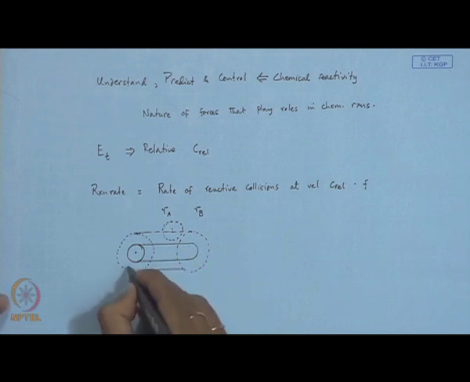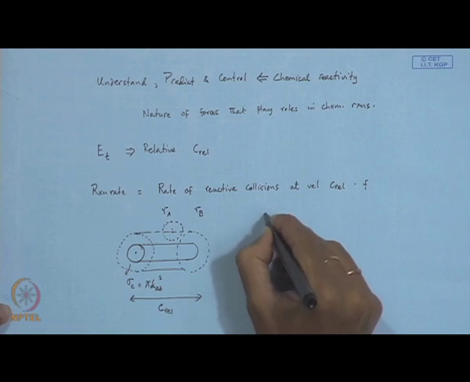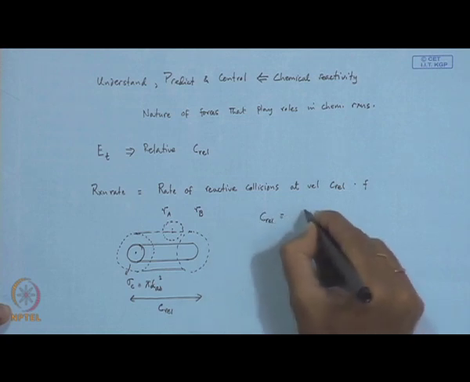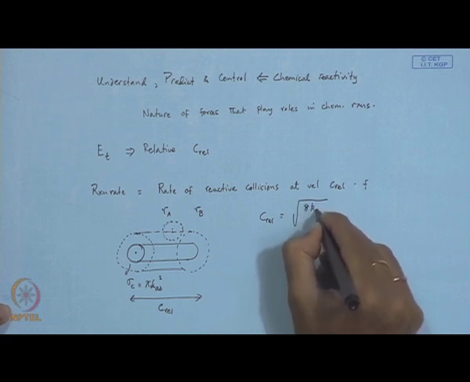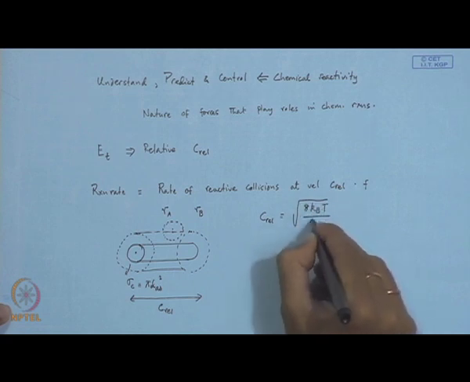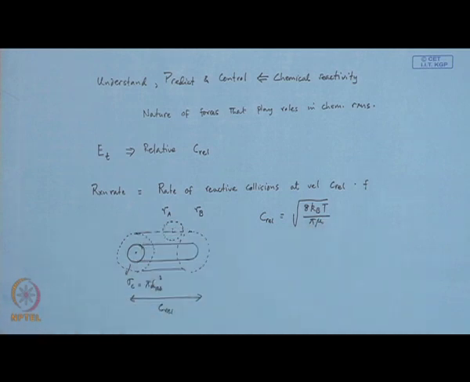Okay. So that means this collision cross section is sigma c, which is equal to pi d A B square. Okay. And this is the relative speed. So that means this length is nothing but c rel, and this c rel, at a given temperature, is equal to square root of 8 k B T by pi mu, where mu is the reduced mass of the system, that is M A and M B.